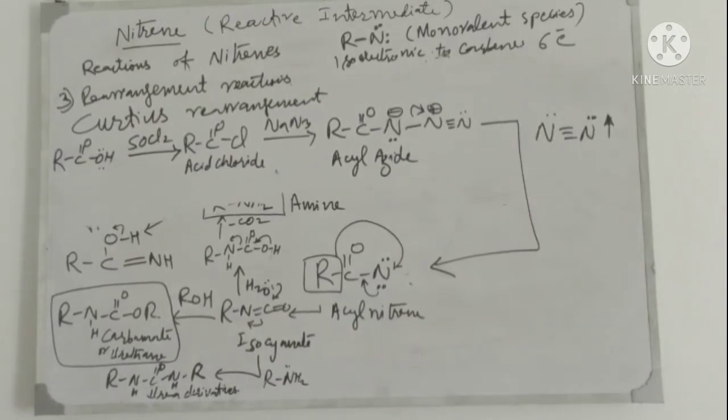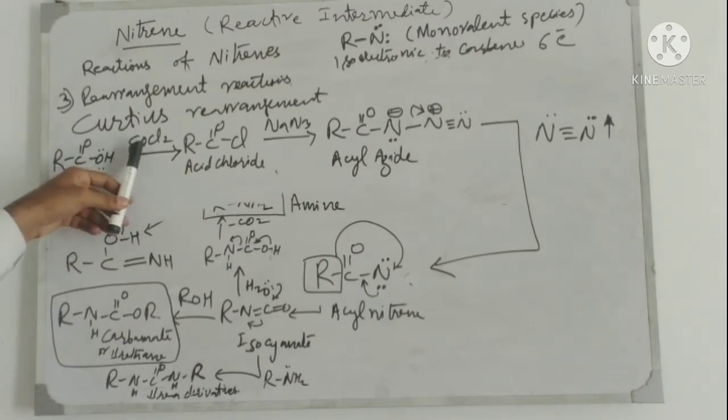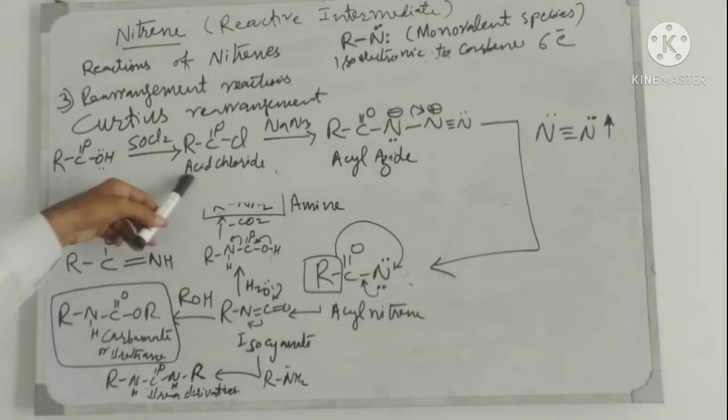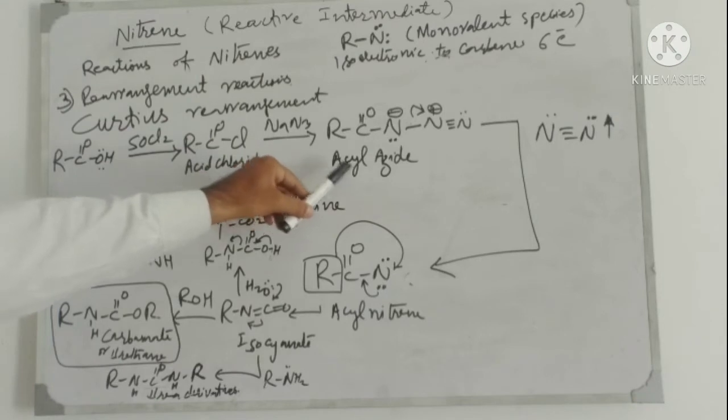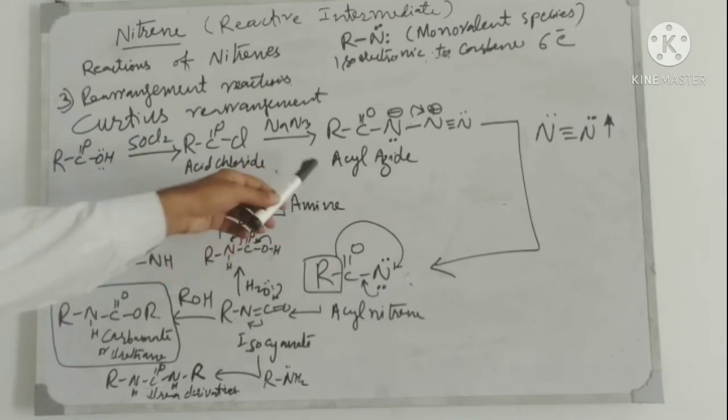As we are discussing the reactions of nitrene, these are the rearrangement reactions. Now we will discuss the Curtius rearrangement. The Curtius rearrangement is very similar to the Hofmann rearrangement, but the starting material used here is different. Here we start from the carboxylic acid. The carboxylic acid reacts with thionyl chloride to form this acid chloride derivative. This acid chloride then reacts with sodium azide to form this acyl azide derivative.